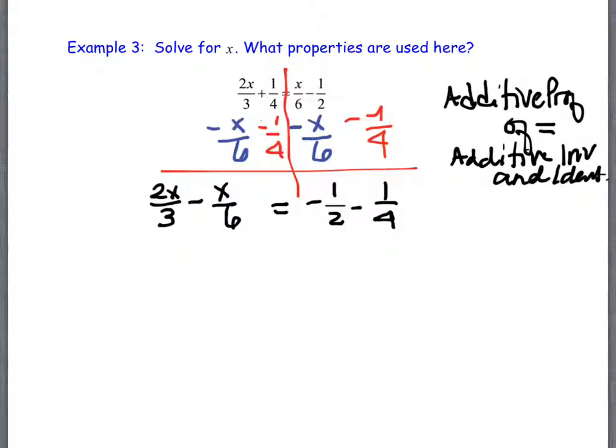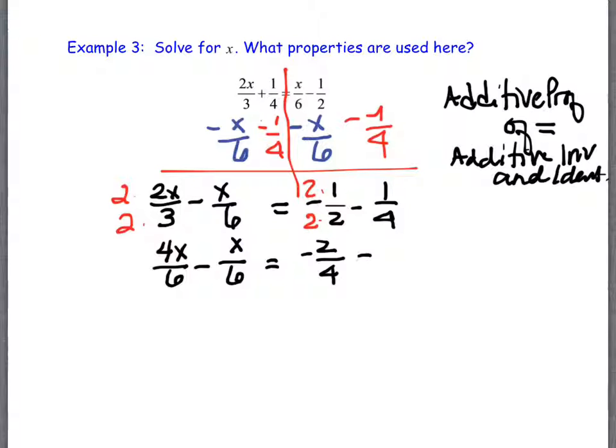Any questions? Okay. Now I still need to combine these, so I need to get common denominators. Okay, so let's do each side separately. If I do the first side, what would the common denominator of 3 and 6 be? 6. So what am I going to do to the first fraction? Multiply it by 2. So I end up getting 4x over 6 minus x over 6. What would the common denominator be on the right-hand side? 4. So I'd multiply the first fraction by 2 again. So I would get negative 2 over 4 minus 1/4. And what I'm using is the idea of equivalent fractions.